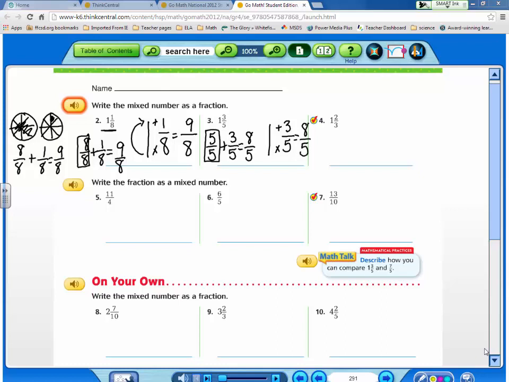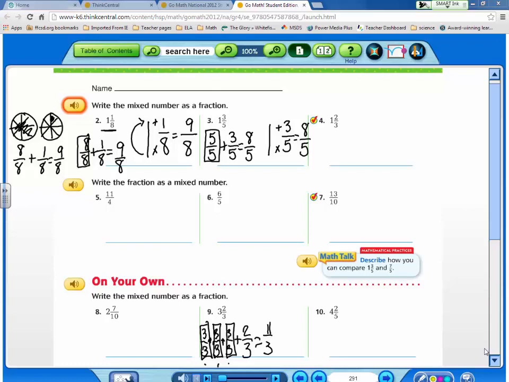We'll do one more. Let's jump down here to this one, number 9. We have 3, so we have thirds, but we need to make 3 ones. There's 1, plus another 1, plus another 1, all in thirds because that's our denominator, and 2 thirds. So you have 1, 2, 3, and 2 thirds. So let's see, 3 groups of 3 is 9, 10, 11, 11 thirds.